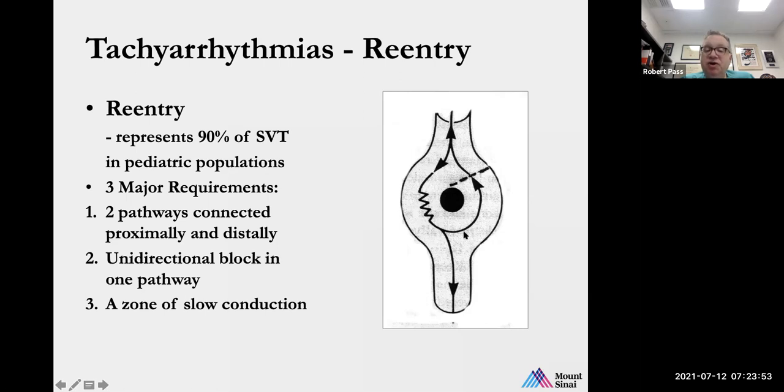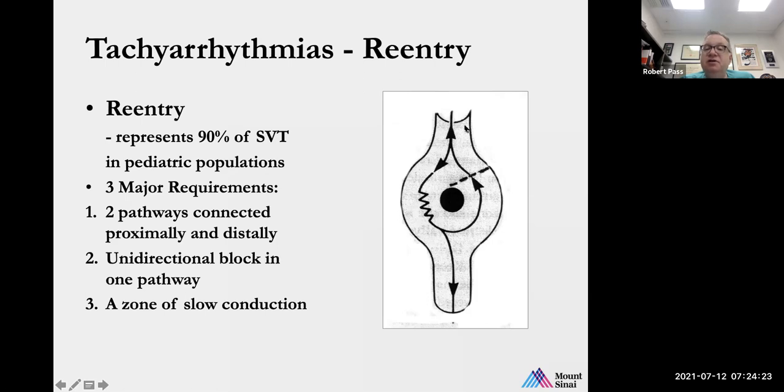So when this impulse tries to come back up this pathway, it will be refractory. Similarly, an impulse coming down here will be refractory going the other direction. So there needs to be an area of unidirectional block so that only one of the pathways is engaged. And then finally, there needs to be a zone of slow conduction so that by the time the impulse goes down the one pathway, the other pathway is no longer refractory and can conduct in the opposite direction.